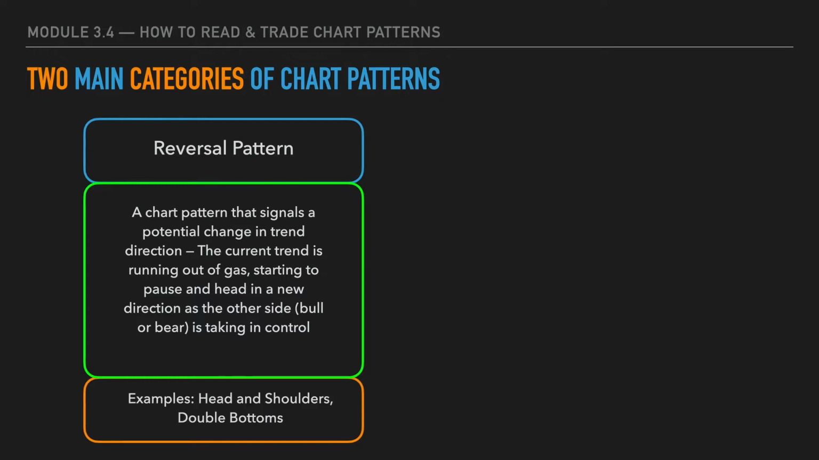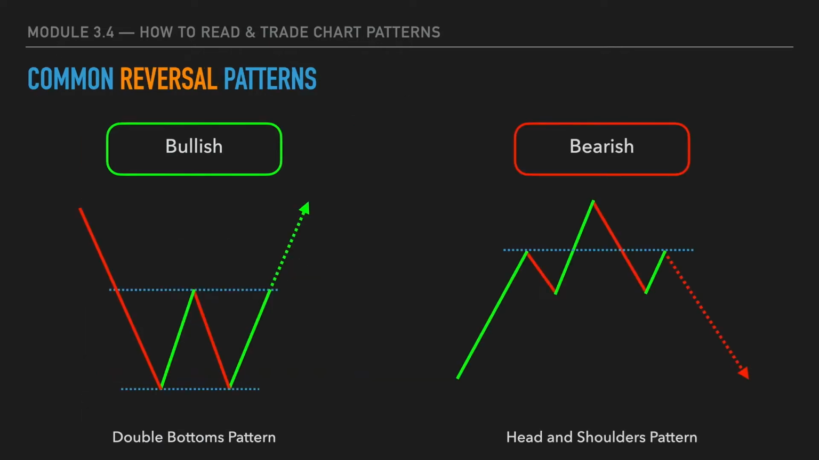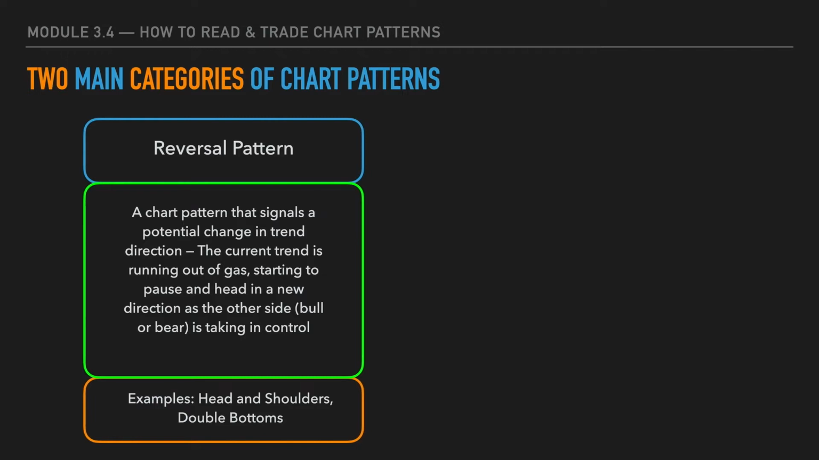So here are the two classic examples. First is the head and shoulders pattern, and the second is the double bottom pattern. Here's how they look. The double bottom pattern is considered a bullish reversal pattern. It shows the market has potentially reached the bottom and starts a new uptrend. On the other hand, the head and shoulders pattern is considered a bearish pattern. It shows the market has potentially reached the top and starts heading into a downtrend. So these are the reversal patterns.